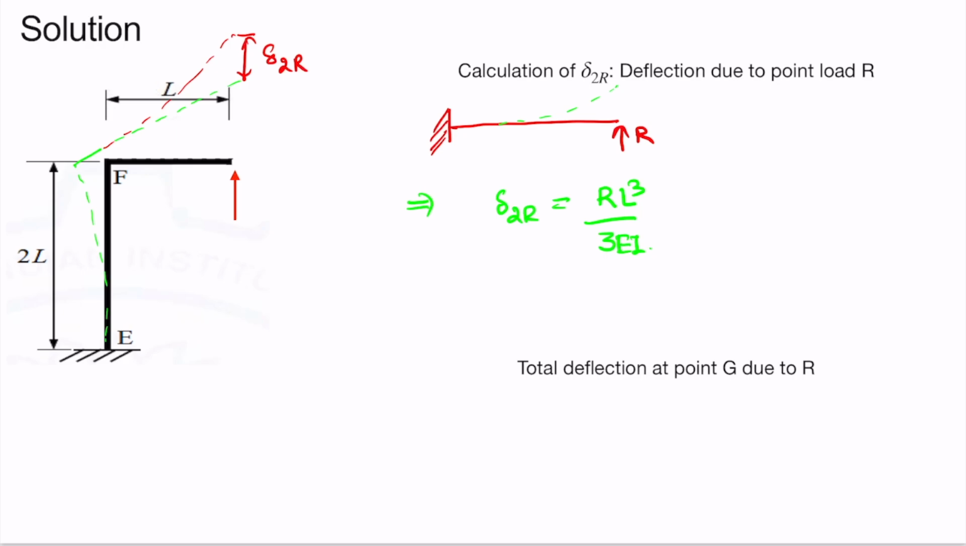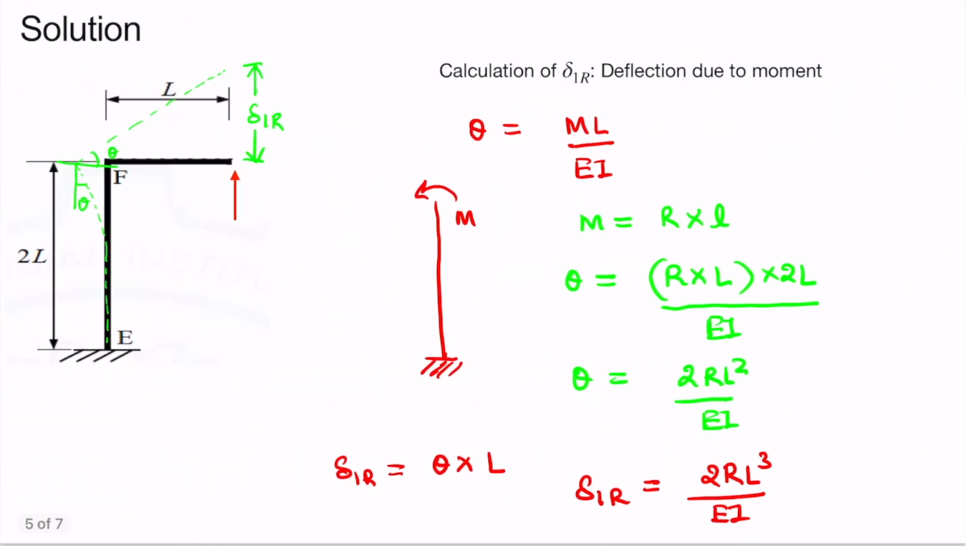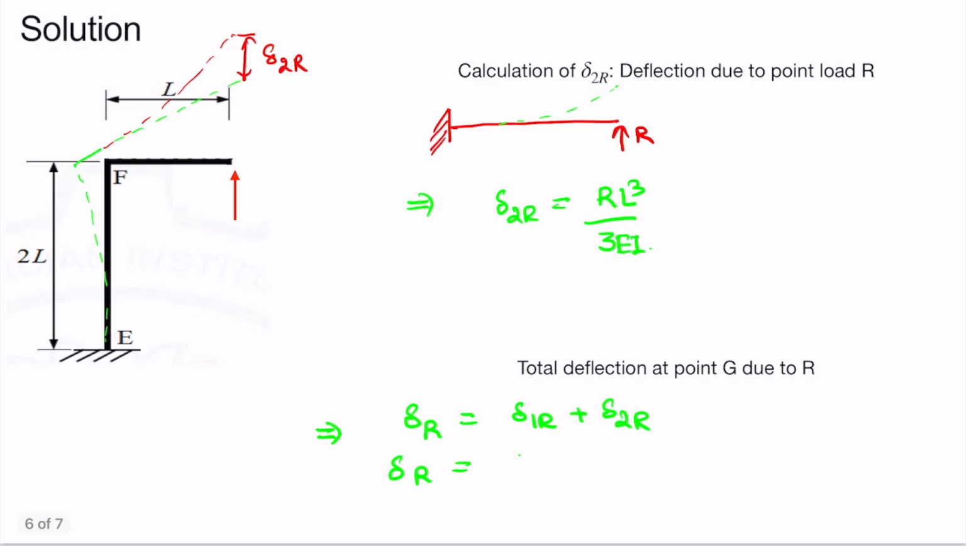We have the value of delta 1R and delta 2R. Let's calculate the total deflection delta R as delta 1R plus delta 2R. Delta R will be, delta 1R was 2RL cube by EI, and delta 2R is RL cube by 3EI. So our answer will be 7RL cube by 3EI.